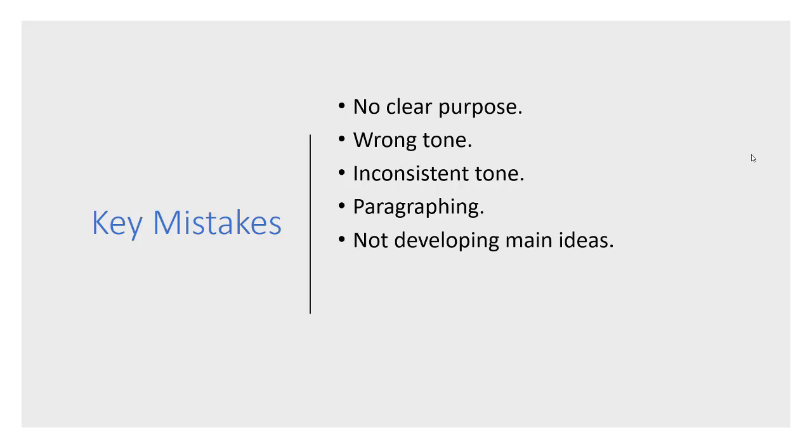Not developing main ideas. So what a lot of people do is, they don't normally do this for every bullet point, but normally the last bullet point or one of the bullet points, they only write about 10 words or 15 words. Try and write around 50 words. So it could be 40, it could be 60, it could be 45, it could be 55. Around 50 words. Get used to developing and staying on task, staying on topic.